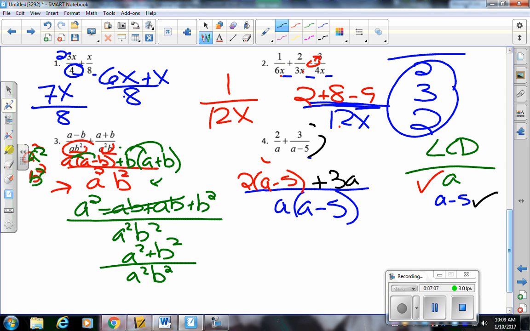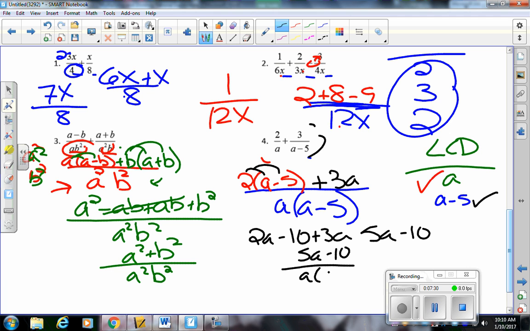All right, now, simplify. Do not cancel things out. You can't do that. You've got to simplify that numerator. So distribute the 2, which leaves me with 2a minus 10 plus 3a. If you kind of want to simplify that numerator and then put it back over the denominator so you're not writing the same thing 10 times, that's fine. So I've got 5a minus 10. Okay?